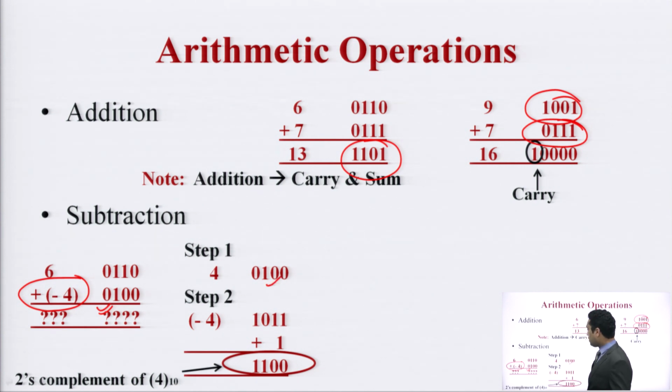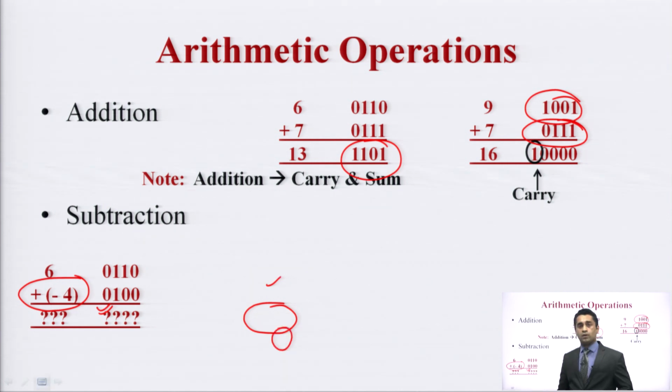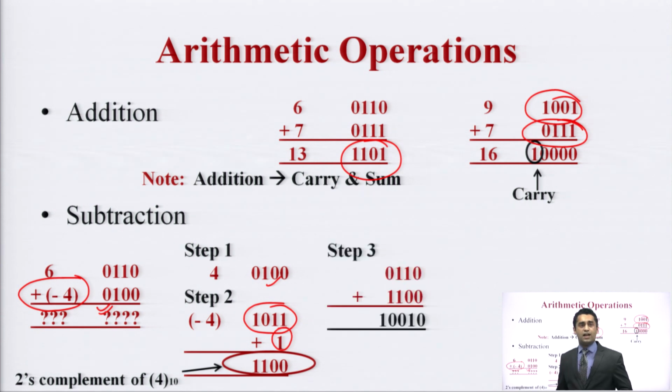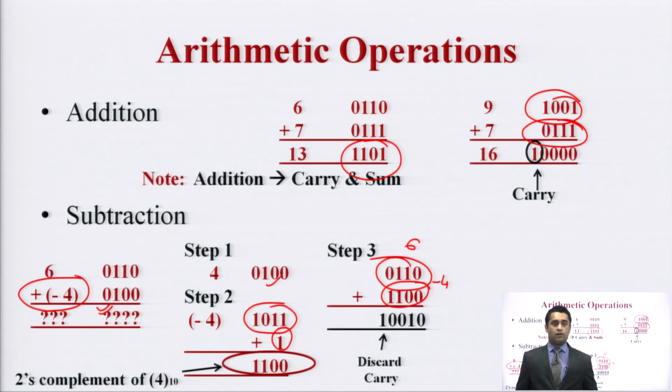This is my binary representation of 4 and I am taking 1's complement of this number, inverting all the bits and adding 1 to this makes it 2's complement. So this is a representation of minus 4. Now I have a number, and I am adding the value 6 and this value, minus 4. So this part gives the result and this result is coming with a carry.